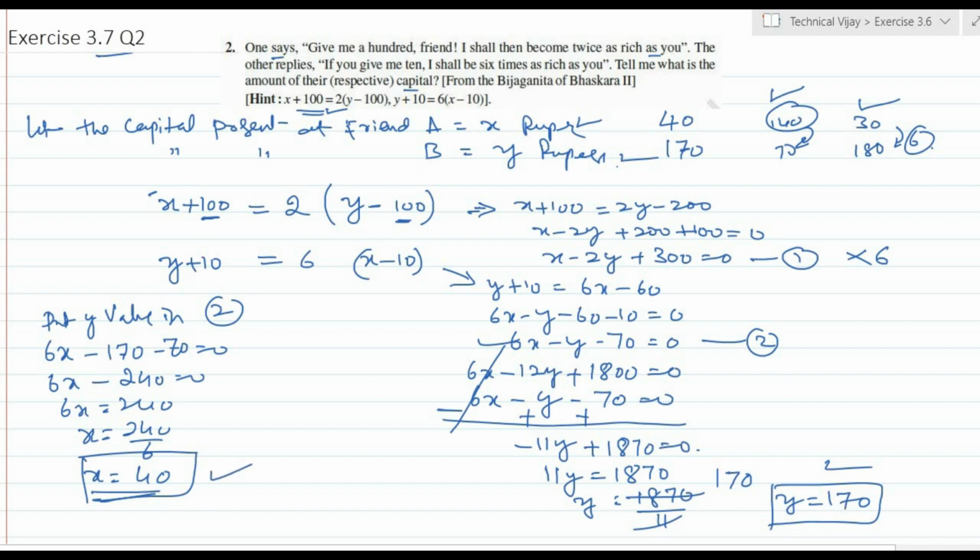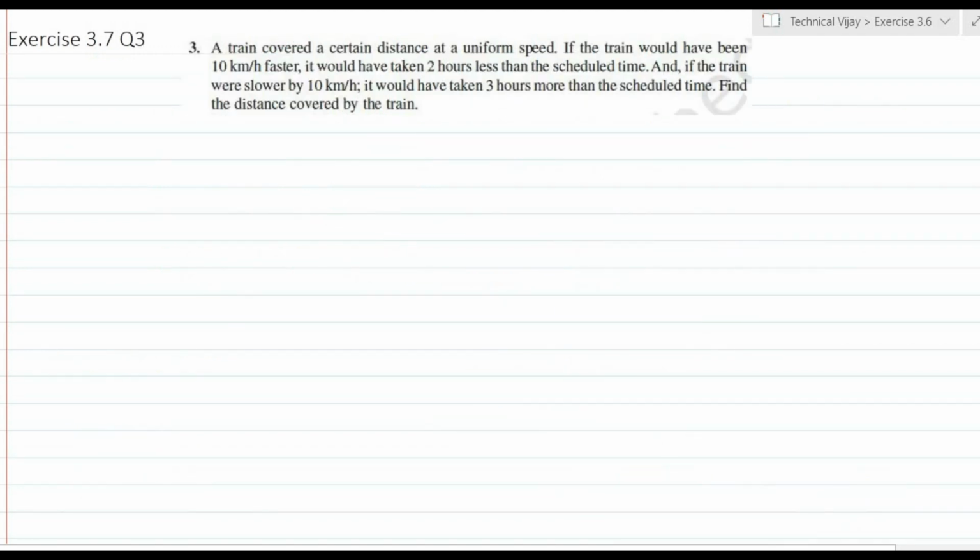So go for the next one. Here, exercise 3.7, question number 3. A train covered a certain distance at a uniform speed.